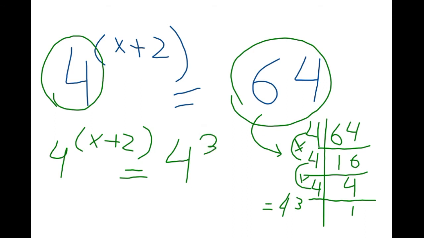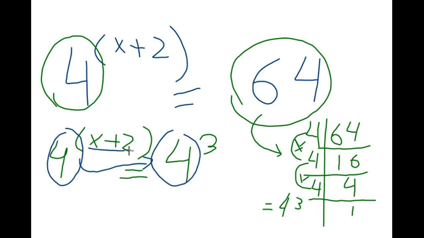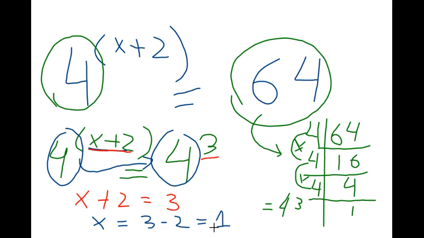So bases are the same again. They're equal. That means the powers will also be equal. x plus 2 is equal to 3. If x plus 2 is equal to 3, that makes x equal to 3 minus 2, which is 1. Here therefore x is equal to 1. And that's how we will calculate such equations.